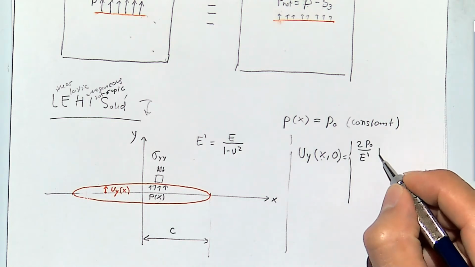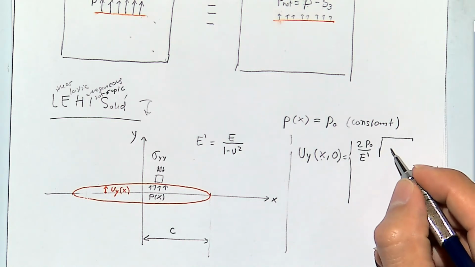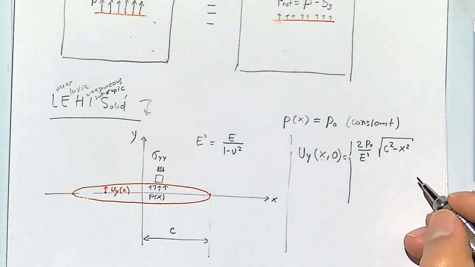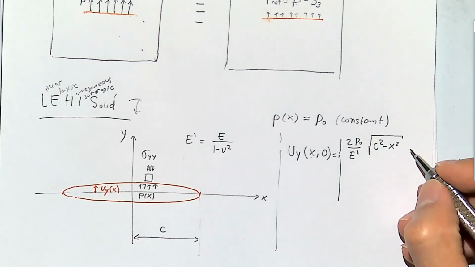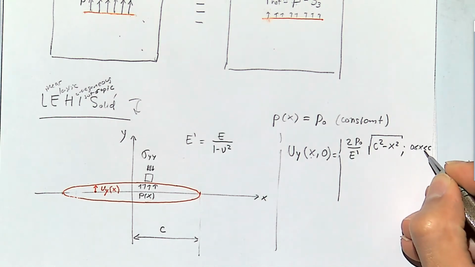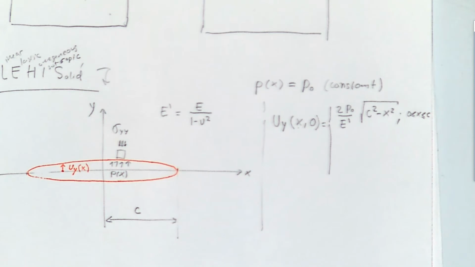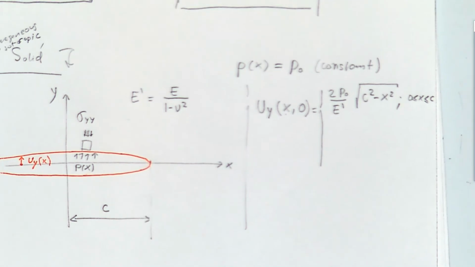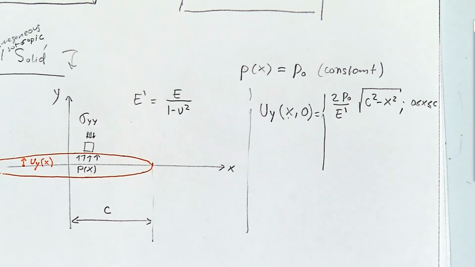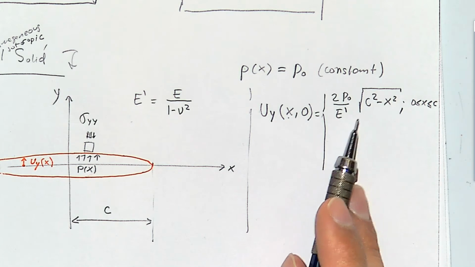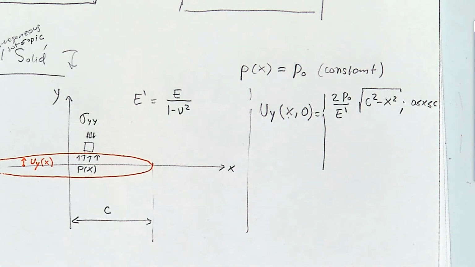And it depends, lastly, on the position. And this equation is valid inside the fracture. Let me zoom in a little bit more so you can see a little bit better. Okay. Probably you notice that this is the equation of an ellipse. So the displacement gives you that ellipse.